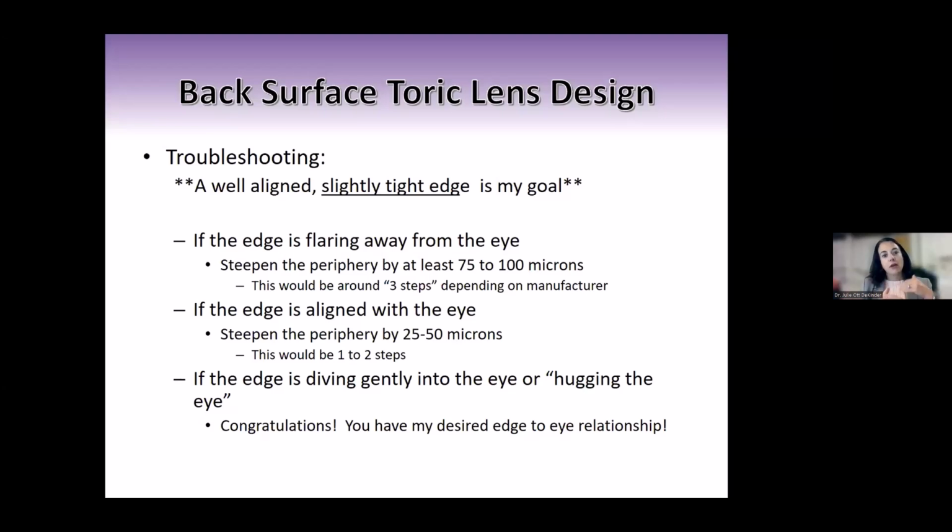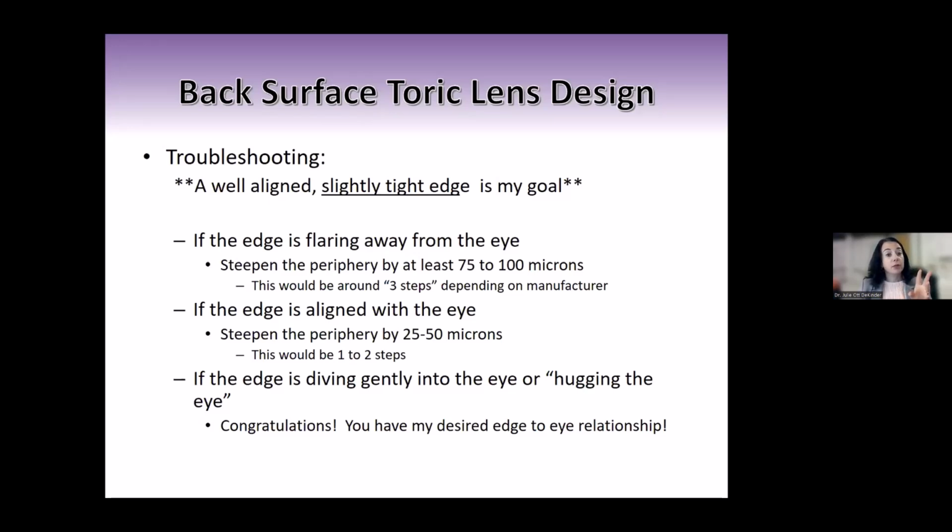Okay, now if I'm looking at it and I've got it a little better, but now it's just aligned. And what I mean by aligned is it looks like the scleral lens is just sitting there, right? It's not hugging, it's not flaring back, it's just coursing right along with that conjunctiva. That's not tight enough. I think that lens will probably end up getting some debris under it. It might not be perfectly aligned if it's just kind of sitting there. You really don't want to see that. So I'm still going to go steeper in that case.